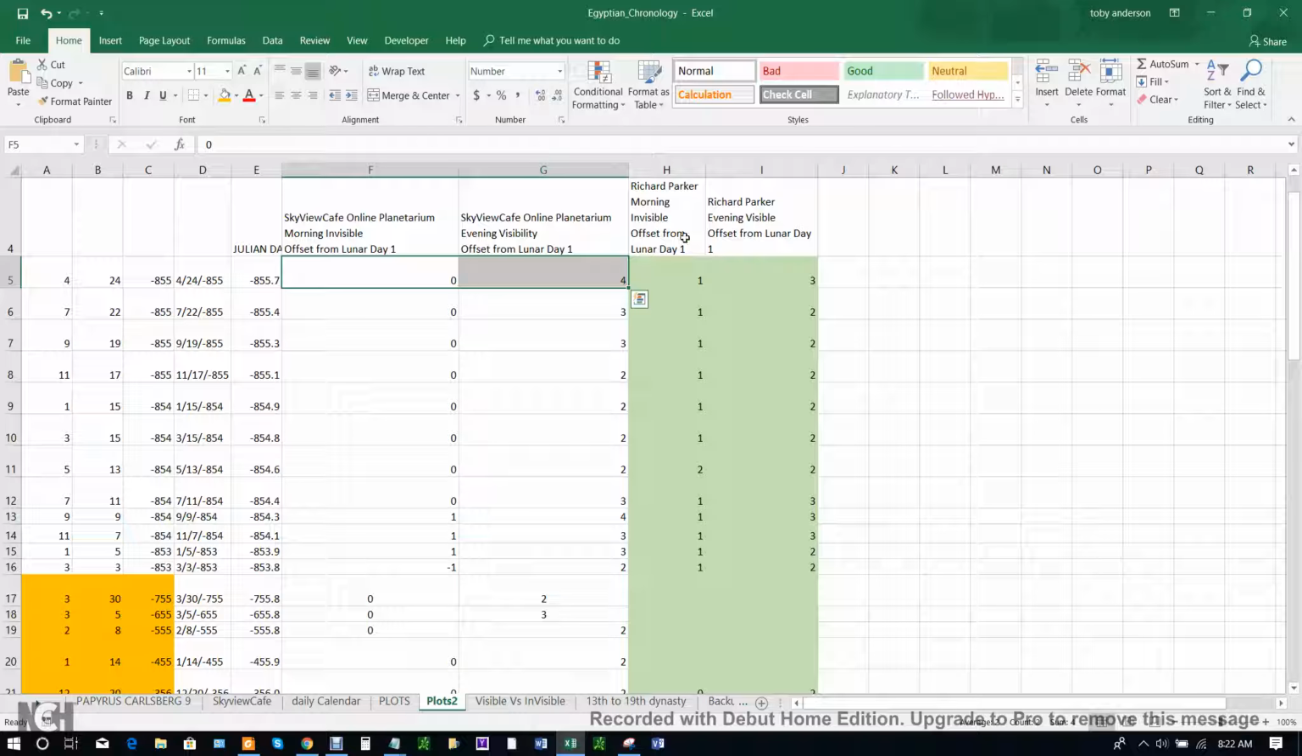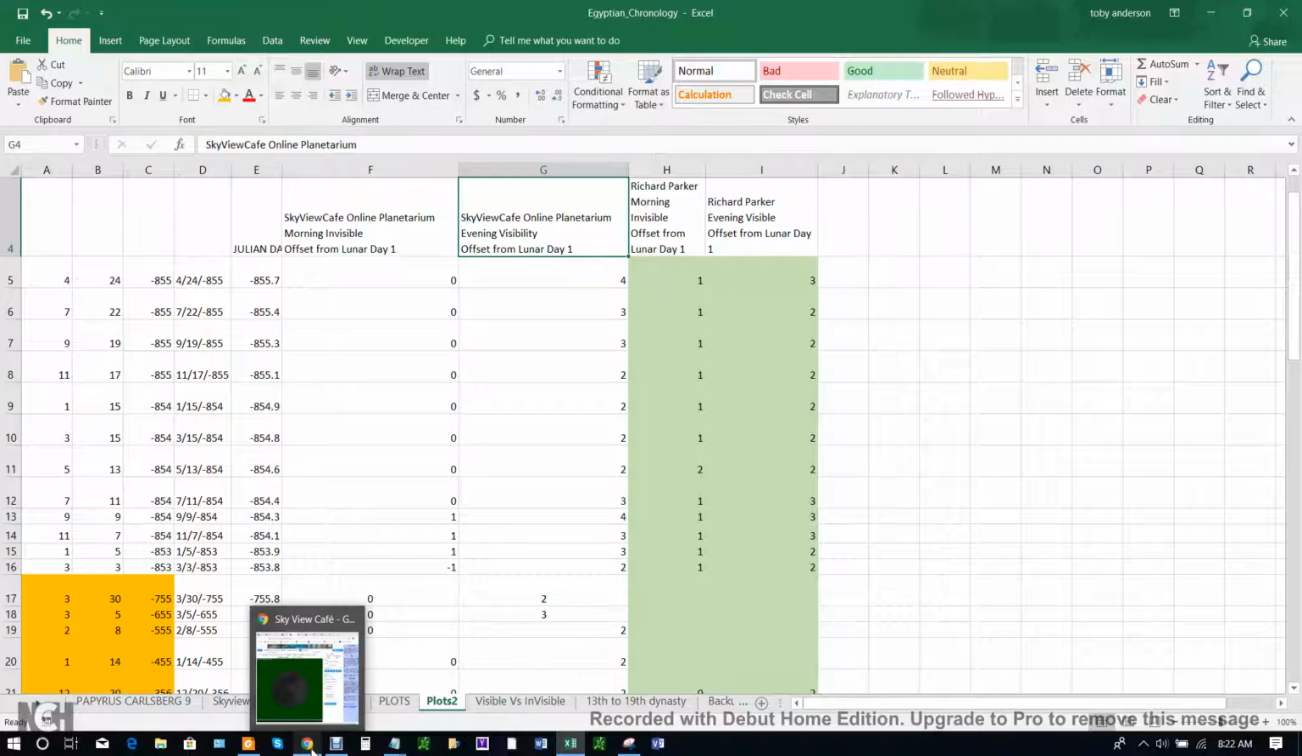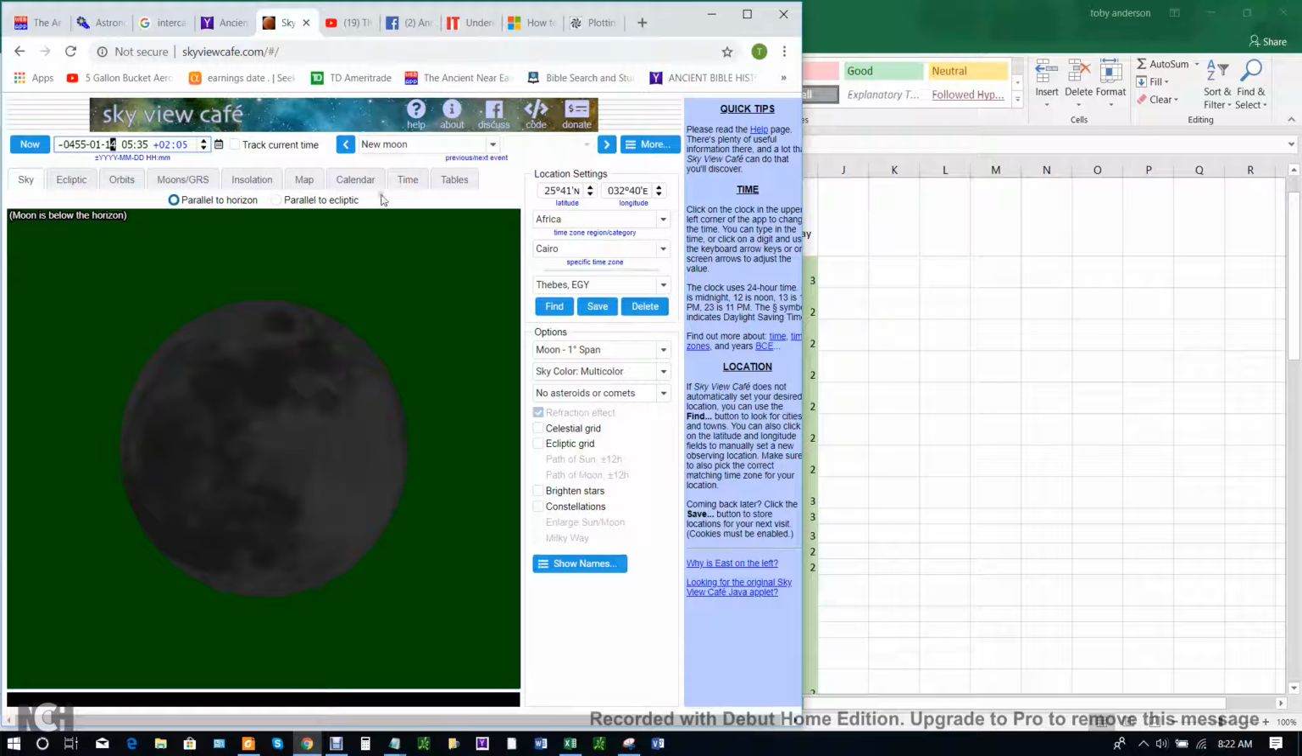So what Richard Parker does is he looks at the morning invisibility moon and the evening visibility moon. So what I did was I looked at the SkyViewCafe, morning invisibility and evening visibility. And the way I did that with the SkyViewCafe, for example, I brought it up here, and you can select Thebes, Egypt, and it gives you the latitude and longitude.